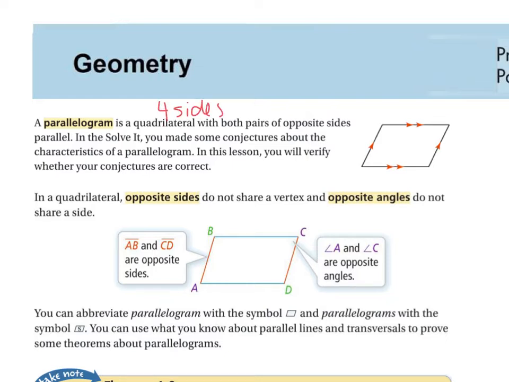And then both pairs of opposite sides are parallel, as shown. So each opposite sides are parallel. In a quadrilateral, opposite sides do not share a vertex, so they're opposite. Like this side and that side are opposite. And then opposite angles do not share a side. So if you hear me say opposite angles, that's what I mean.